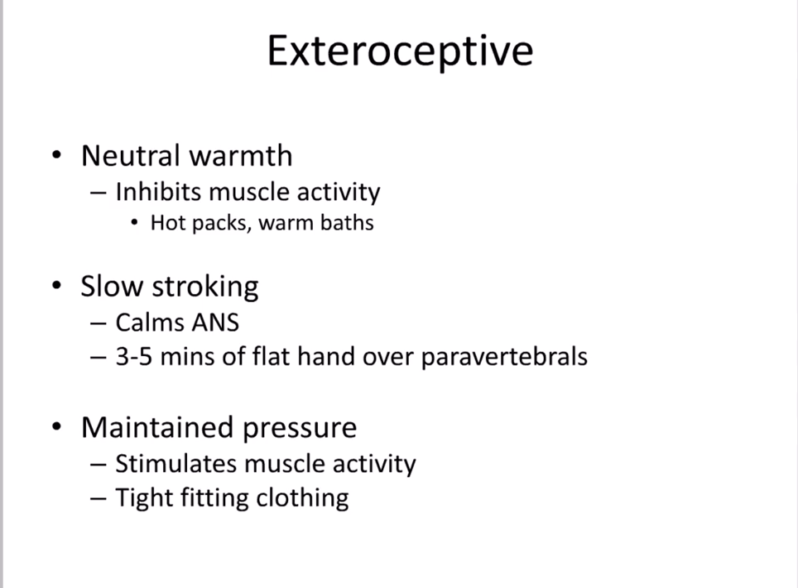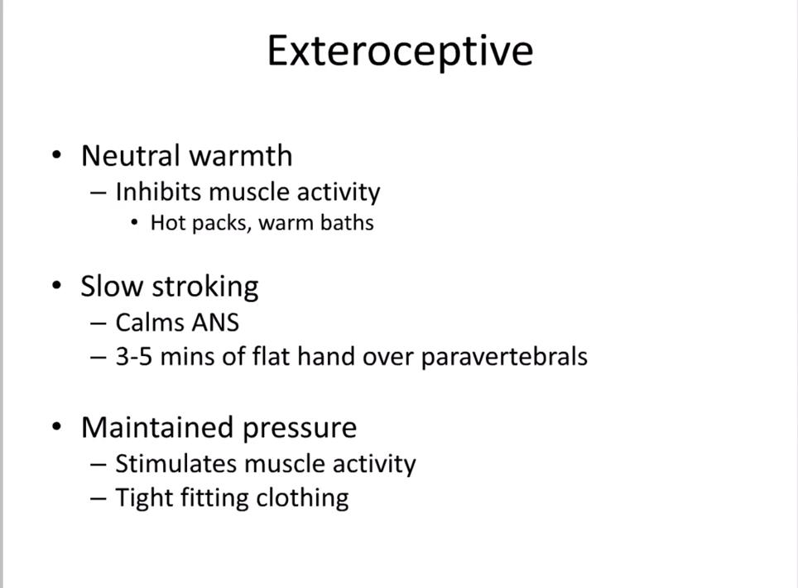Again, you can use slow stroking. This calms the autonomic nervous system, using 3 to 5 minutes of a flat hand over the paravertebrals. Do you remember this? Think of a mother trying to soothe her unhappy or anxious baby. You just slowly stroke them on the back and they slowly calm down.